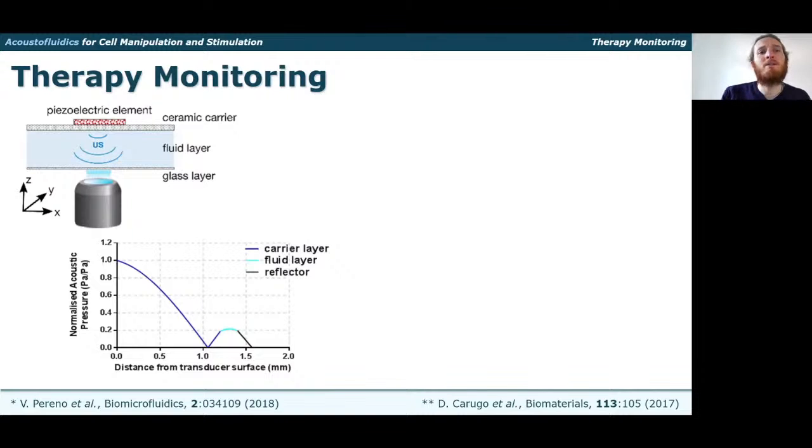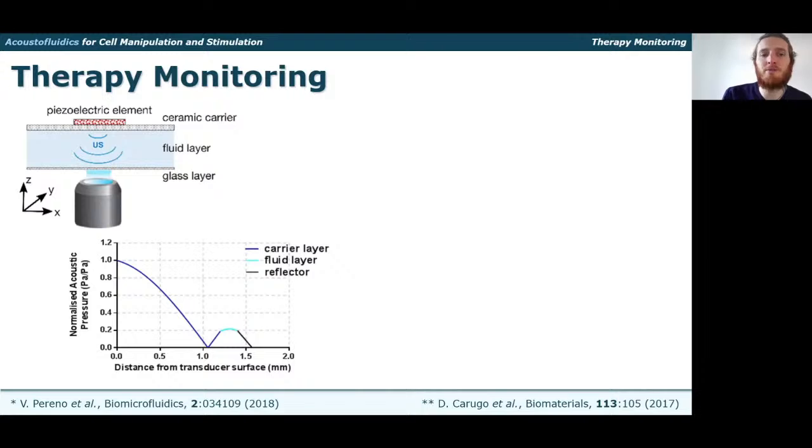A final application of acoustofluidic resonators is in therapy monitoring. This is a much more recent application and relies on a different type of design criteria for the resonator. So many of the resonators that we presented before strongly rely on pressure gradients within the fluid cavity and on the presence of one or more pressure nodes or antinodes where particles or cells are manipulated.